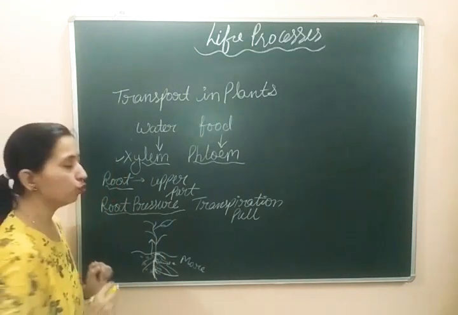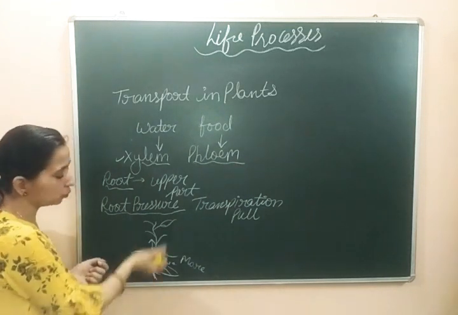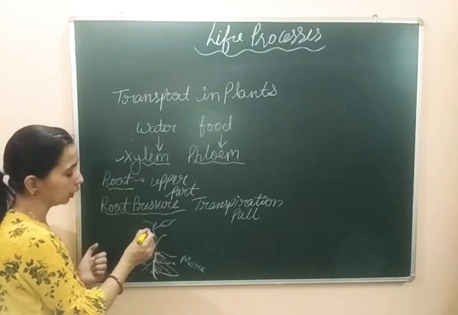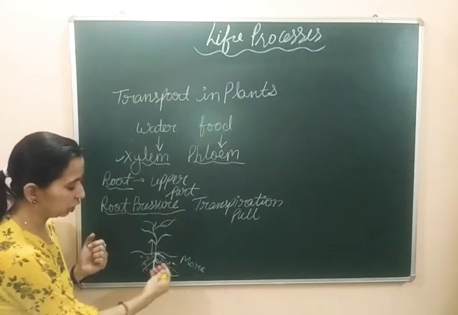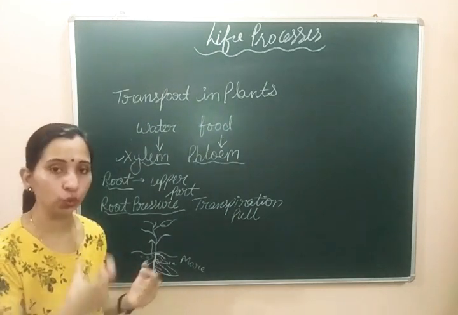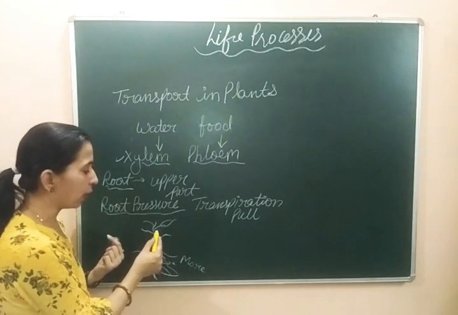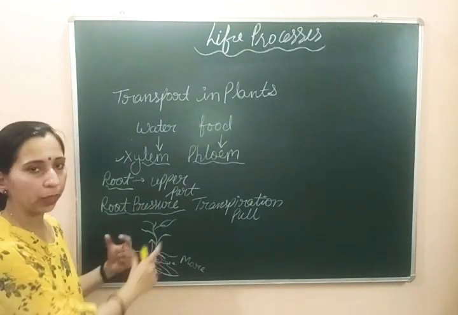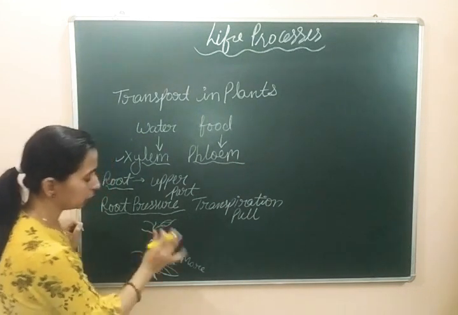It can move upward through simple diffusion, and due to some physical forces the water can be moved upward due to the root pressure, the pressure which is exerted by the water coming inside the root. The water will move upward and reach the upper part of the plant. This mechanism, this root pressure, is applicable only when the plant height is very small.